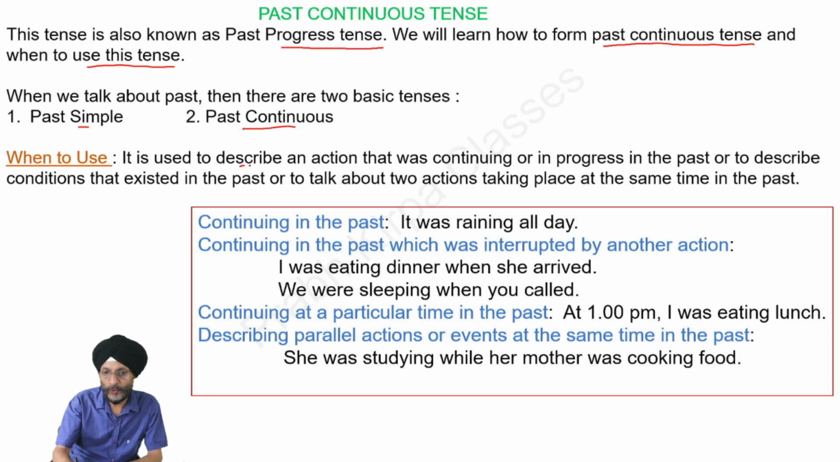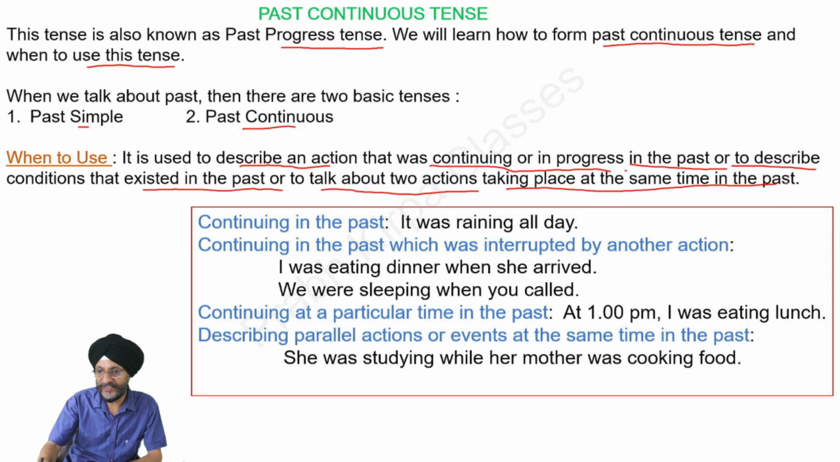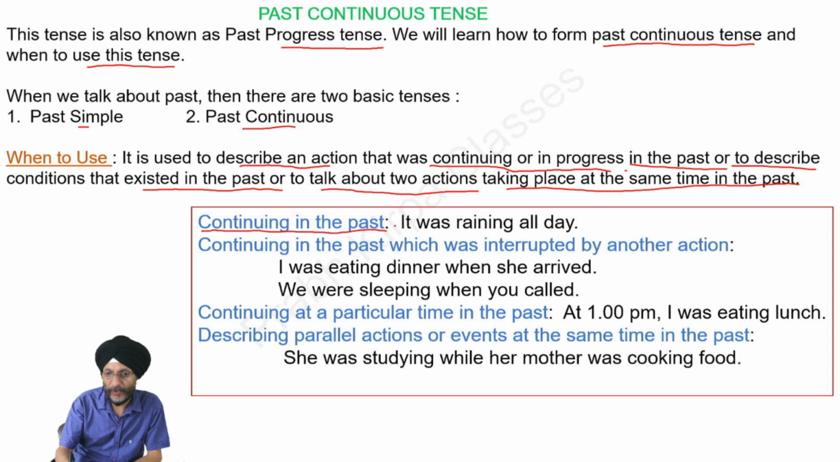It is used to describe an action that was continuing or in progress in the past, or to describe conditions that existed in the past, or to talk about two actions taking place at the same time in the past. Here we discuss a few examples. When we talk about an action continuing in the past, the example will be: it was raining all day.